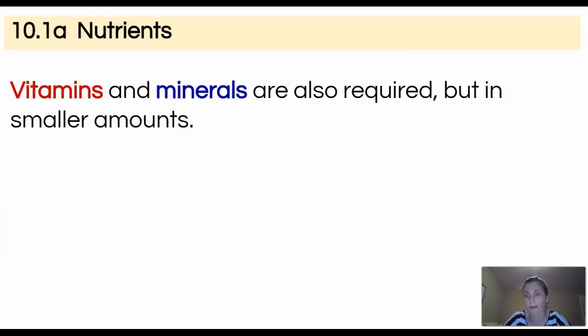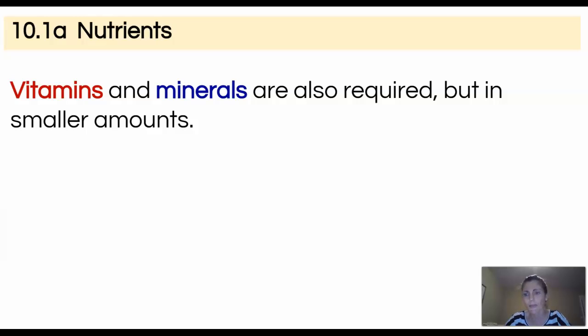So we don't need vitamins and minerals in the same quantities as we require, say, carbohydrates. The carbohydrates and proteins, etc., we would call macronutrients, whereas vitamins and minerals we refer to as micronutrients because we require them in small amounts. Now you might be thinking, what is the difference between a vitamin and a mineral?